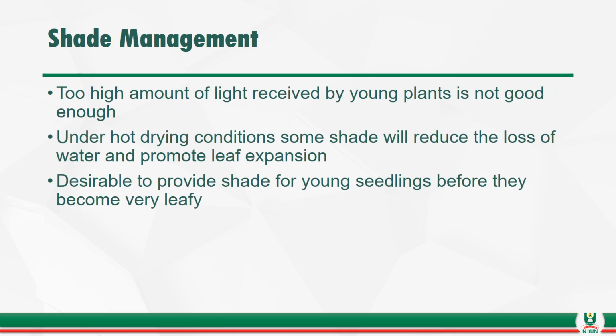Shade management. Some seedlings require some level of shade, so too much light received by young plants is not good enough. You need to protect them from direct sunlight. Under hot drying conditions, some shade will reduce the loss of water and promote leaf expansion, especially during the dry season. Mulching and shade provision is desirable for young seedlings before they become very leafy.